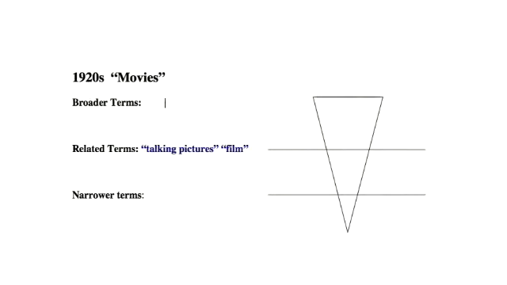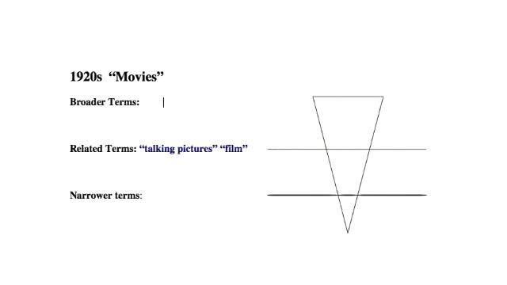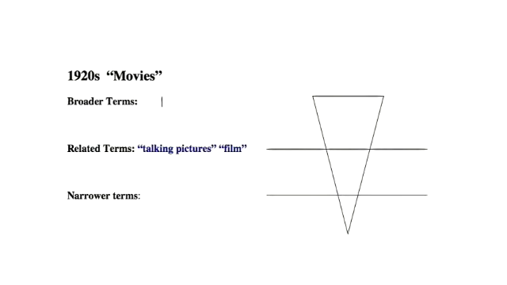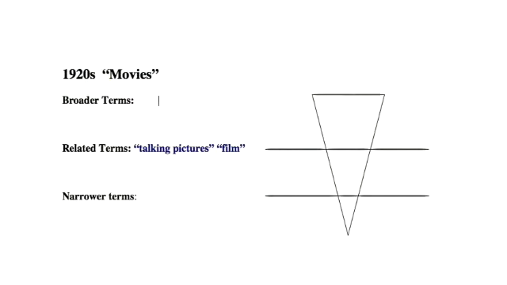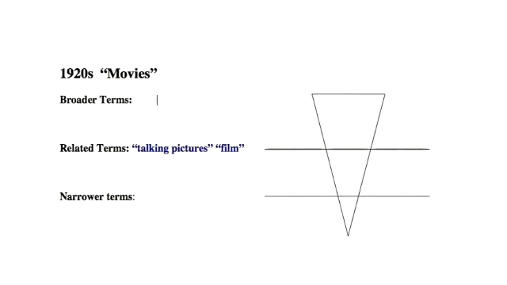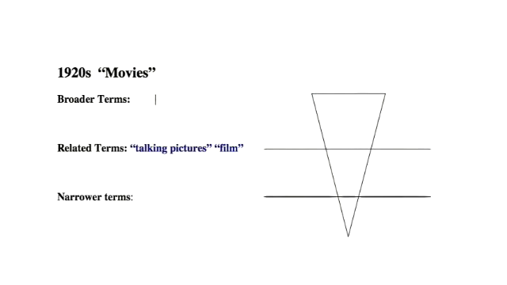Well, she went straight to Google, typed in movies, and didn't stop to think that perhaps movies is not the term that people used in the 1920s. Indeed, they used terms such as pictures, talking pictures, or film instead.